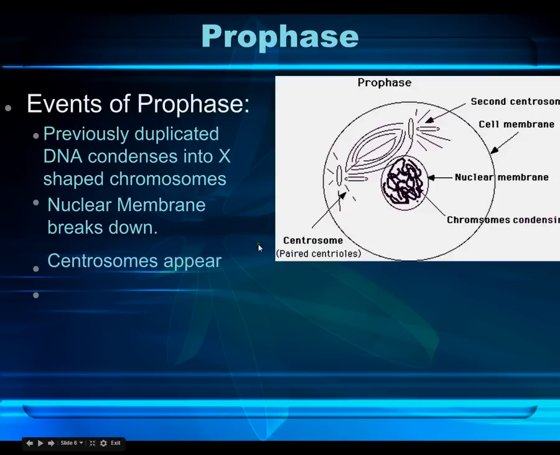The centrosomes appear at this point. So here they are. You see that characteristic T shape again, one going up and down and one going left to right. And you see 2 of them. They appear and they start to migrate towards opposite ends of the cell. And the mitotic spindle begins to form. And the mitotic spindle in this drawing is represented by the lines between the centrosomes.